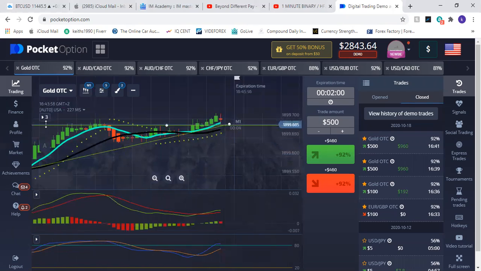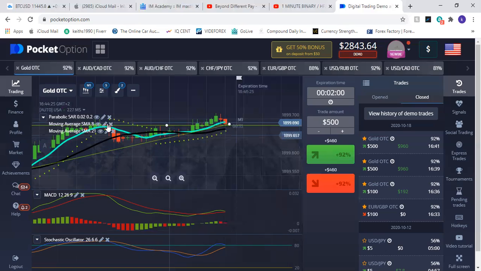So let's start off with the indicators that I use. You will be using the parabolic dot, or the parabolic SAR, an SMA moving average of period 8, and a moving average SMA period 21. The period 21 is this black moving average here. The SMA period 8 is this blue thick moving average here. And then the parabolic dots are these dots that you see above and below the candles.